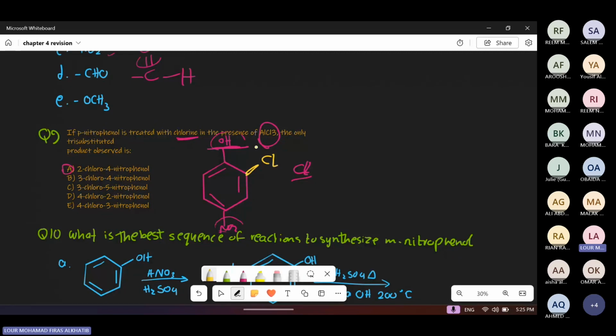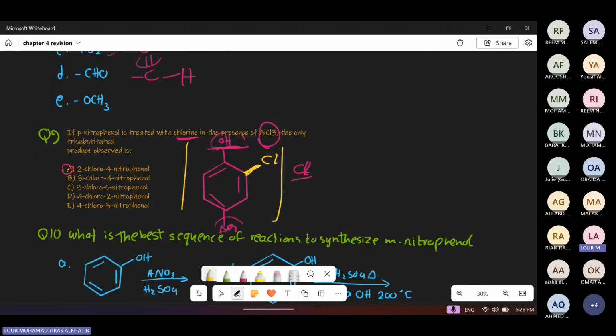Let's say we didn't look at the phenol. Let's say we looked at the nitro. Nitro, what is it? Is it ortho-para directing or meta directing? Meta. So what is the only option over here? The same. Both of them are directing this guy to come in this position. Okay, now we know this is the only option.